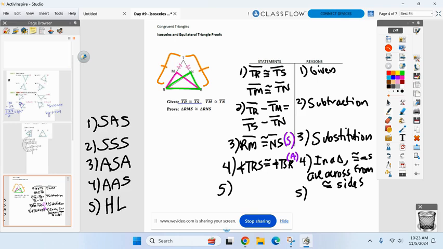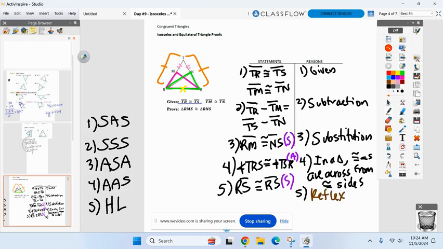Lucy, do you see something? RS is congruent to RS. There you go. We got a reflexive side working. Woo! There it is. There are some beasts in this class. That gives me a pair of sides, reflexive.